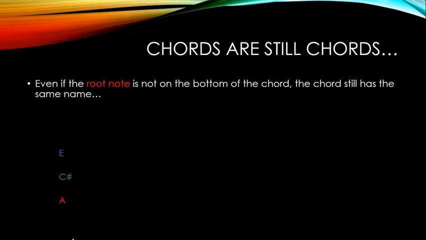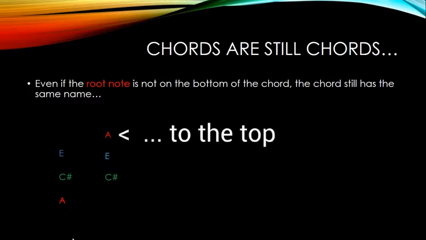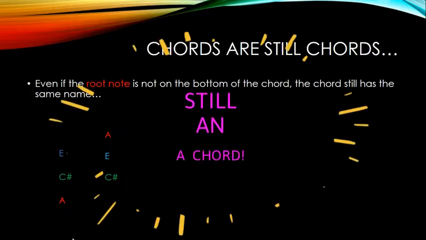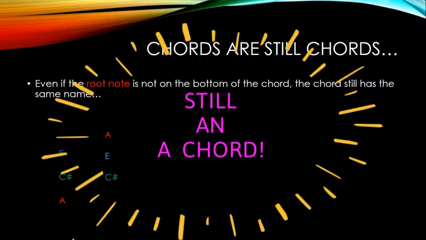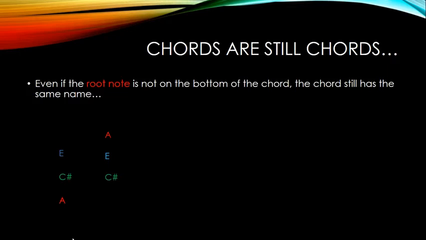The other thing to remember about chords is that chords are still chords, no matter how you spell them. Even if the root note is not on the bottom of the chord, it's still going to be named after the root note. So here you see that A, C sharp, E, that's the A chord. Now, if you take the A and you move it to the top of that chord, C sharp's on the bottom, E's in the middle, A's on top, that's still an A chord. We still have the three notes that we need to make an A, it's just in a different order.